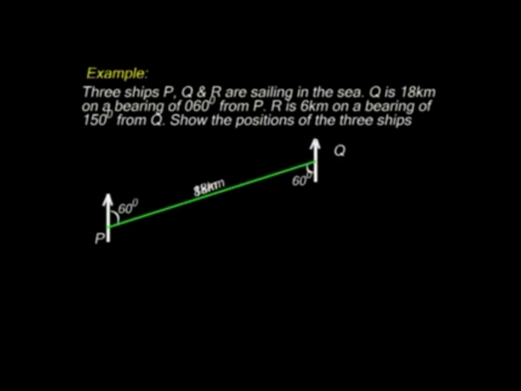Now at Q, I can locate R because the information that I have is that R is on a bearing of 150 degrees. So I put a protractor at Q and measure 150 degrees from the North Pole. So I have that line and R lies on that line where the information tells me 6 kilometers from Q. So along that line, I measure 6 kilometers using my scale, of course. So I will have R here, and those are the positions of my 3 ships. It is as easy as that.